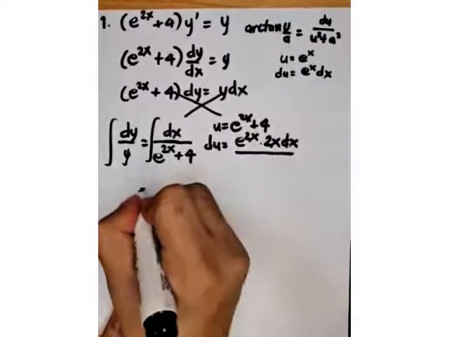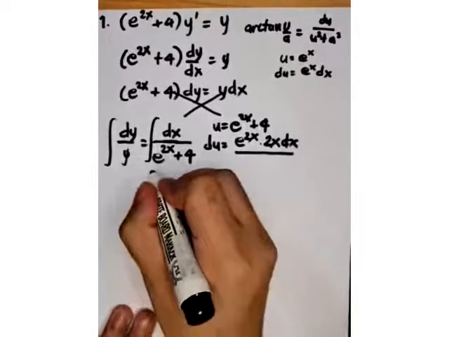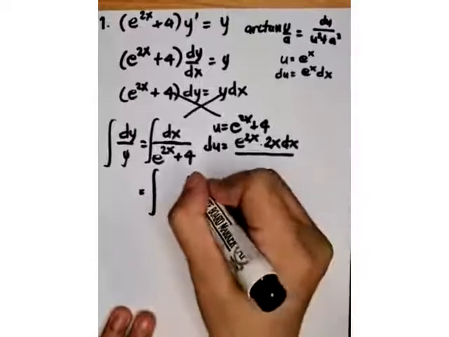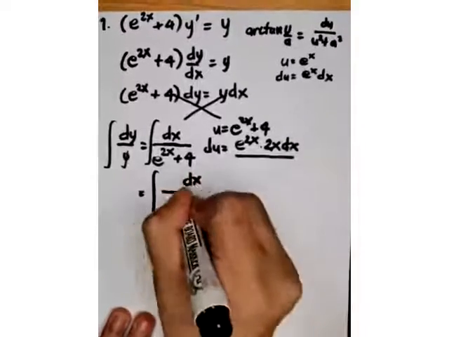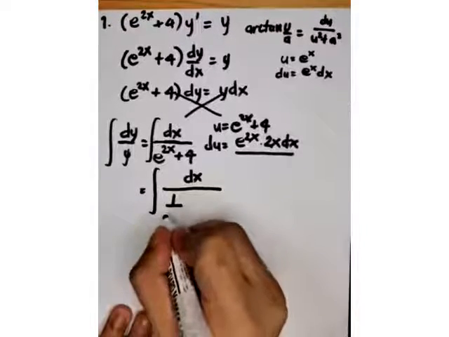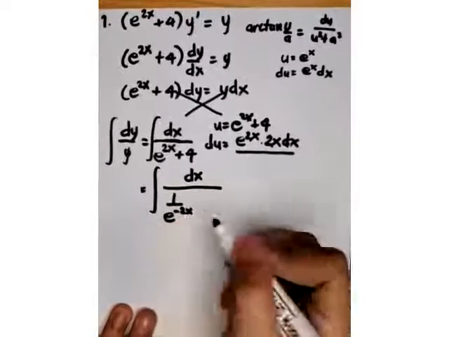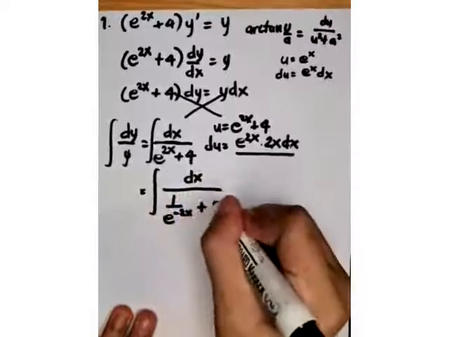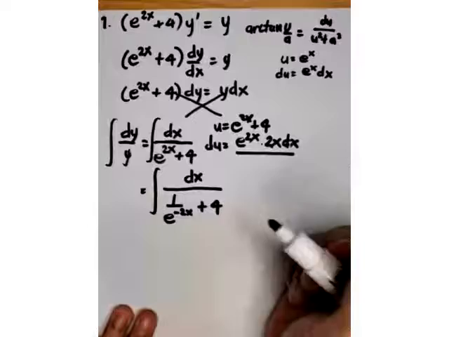Ayan. So, sa tingin ko, nag-solve na kayo nandito dati. Nakalimutan nyo lang. So, yung e raised to 2x, gagawin ko siyang denominator. So, magiging siyang 1 over e raised to negative 2x. Di ba pareho lang yan? Okay, plus 4. Yan. Okay?